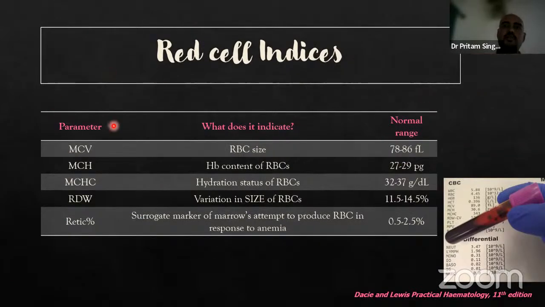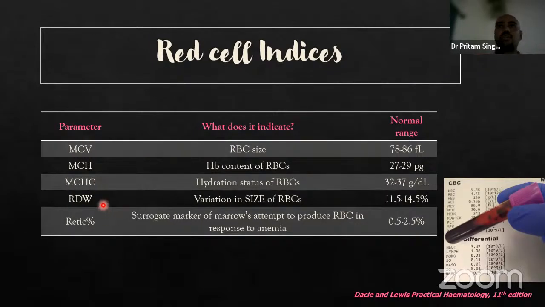The parameters that we should all remember are the mean corpuscular volume, or mean cell volume, which indicates the red cell size. Mean corpuscular hemoglobin, as the name suggests, indicates the hemoglobin content per erythrocyte. The mean corpuscular hemoglobin concentration basically indicates the hydration status. A high MCHC indicates that the cell is dehydrated, versus a low MCHC indicates the cell is overhydrated.